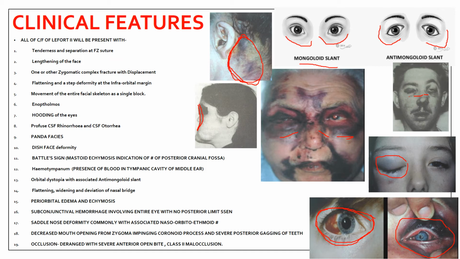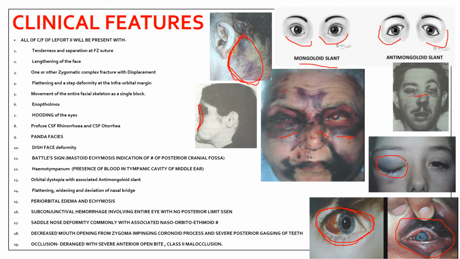Then one or the other zygomatic complex fracture with displacement. That is, with Lefort you will see other zygomatic fractures also. This can be a clinical feature for your Lefort 3. Then there is flattening and a step deformity at the infraorbital margin. So you'll see mobility at the infraorbital margin. Then there is movement of the entire facial skeleton as a single block. As your facial skeleton is completely separated, there is movement of this entire facial skeleton as a single block. Then there is enophthalmos.